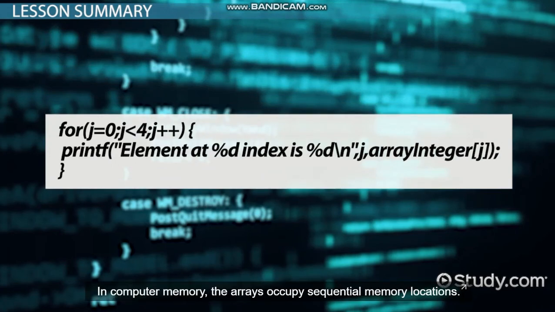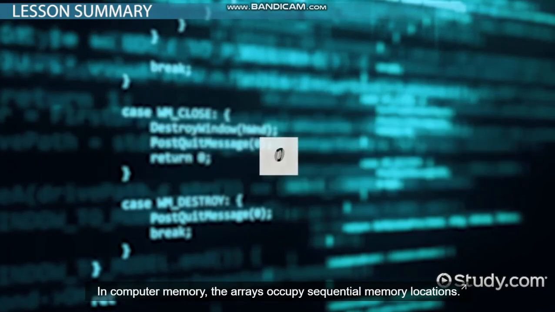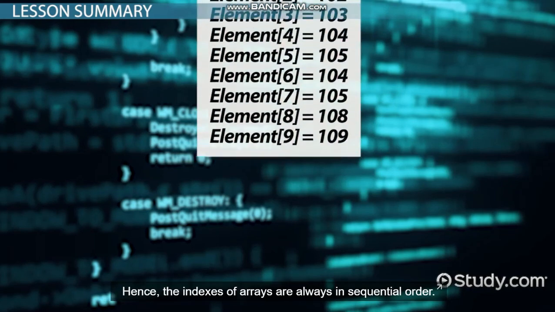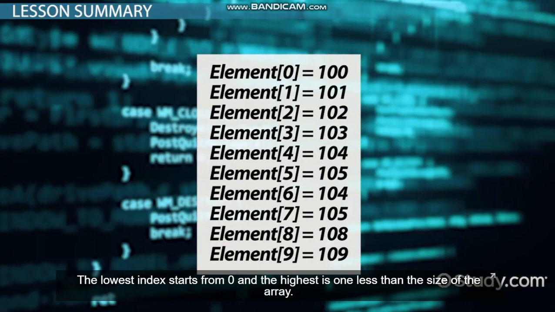In computer memory, the arrays occupy sequential memory locations. Hence, the indexes of arrays are always in sequential order. The lowest index starts from 0, and the highest is 1 less than the size of the array.